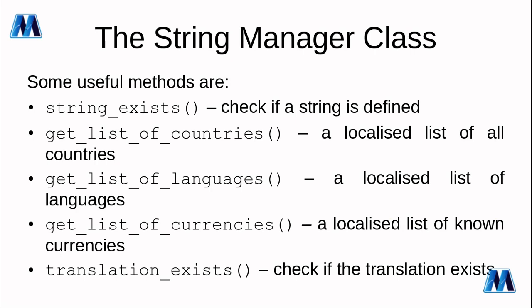So the string manager class has some useful methods. You can check if a string exists, so you can check if a file or a string exists somewhere. You can also get a localized list of all countries, a list of languages, a list of currencies, and you can check if a translation actually exists.